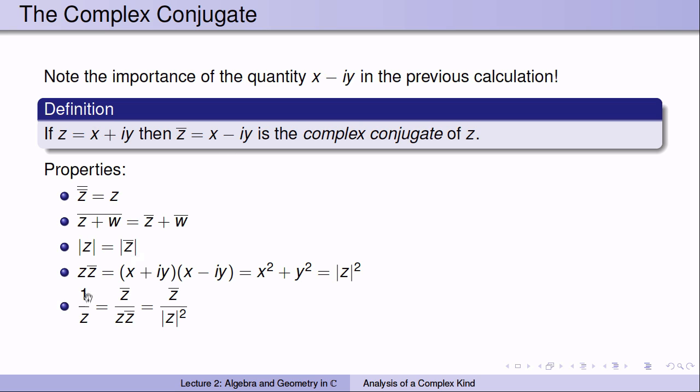And that means we can rewrite the formula for 1 over z. 1 over z now becomes, I multiply top and bottom by z conjugate, so z times z conjugate in the denominator, and then the numerator is z conjugate, and the denominator simplifies to length of z squared. So 1 over z is the conjugate of z divided by the length of z squared.